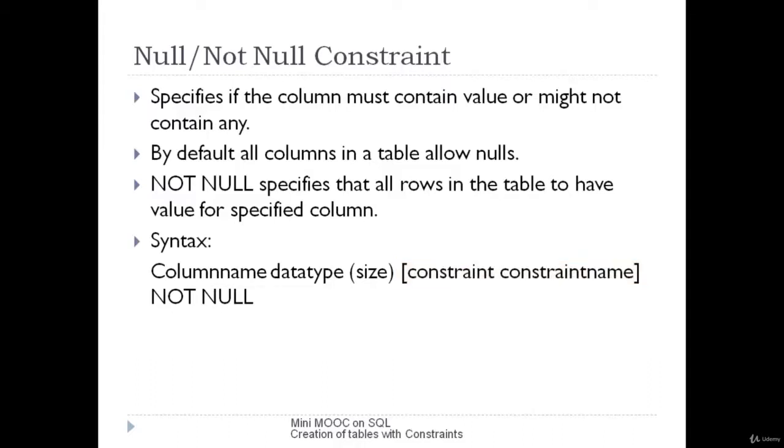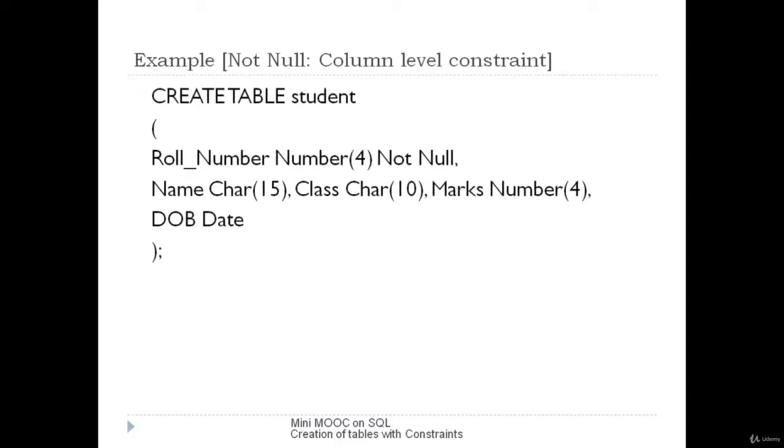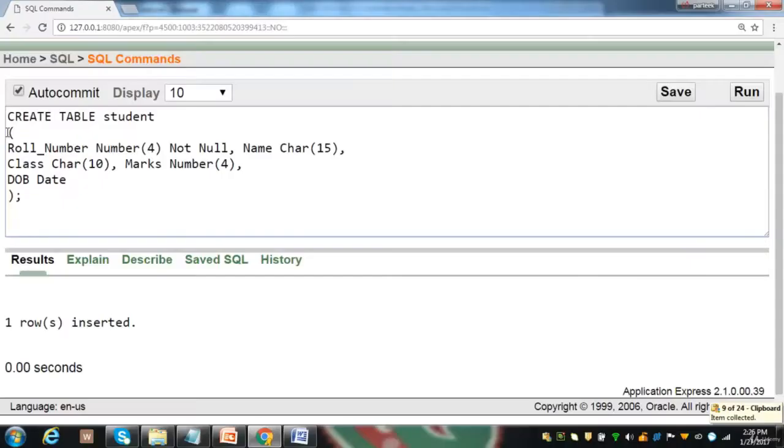Let us apply this constraint on the student table. Here, roll number is not null. It means null is not allowed in this column and it is a compulsory column. Let us move to the SQL interface to demonstrate this concept. Let us create the student table with the not null constraint.